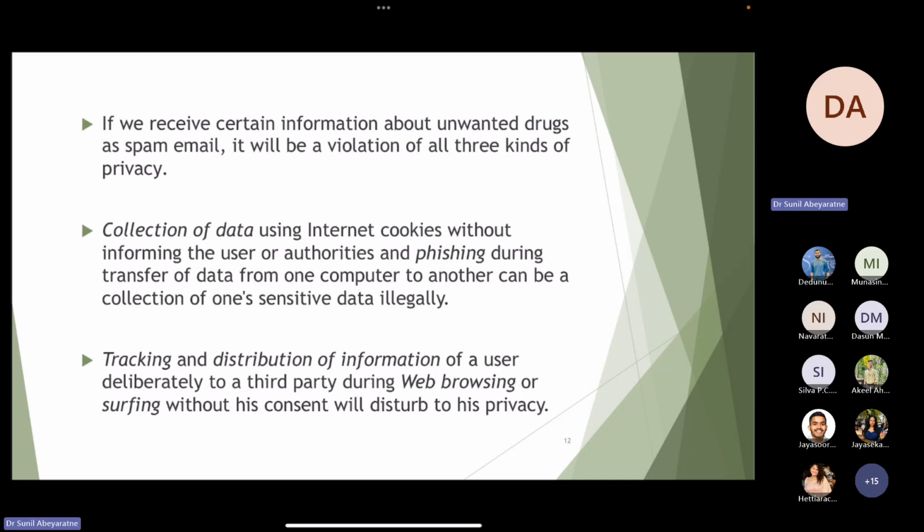When you send messages from one device to another device, in between there are various people, various mechanisms. Hackers are there, crackers are there, people who are involved in data theft are there. They use various types of tools. They take this information, sometimes personal, sensitive information, into their hand. We call this offense phishing. Now, tracking and distribution of information of a user deliberately to a third party during web browsing or surfing without his consent will disturb his privacy.